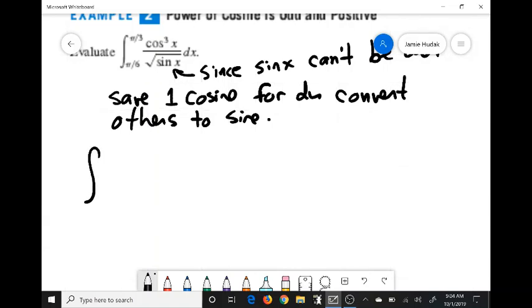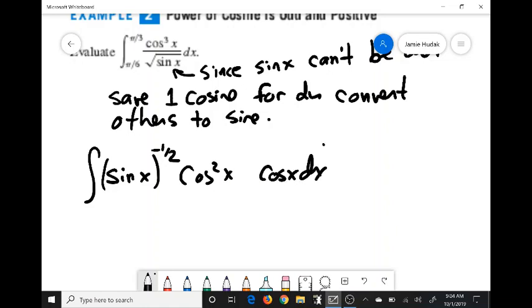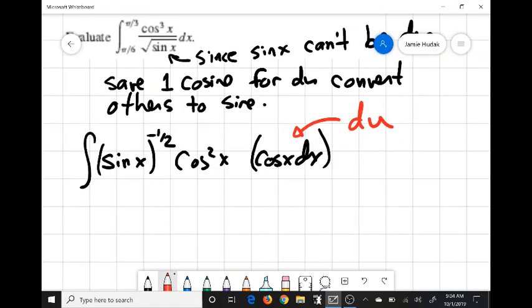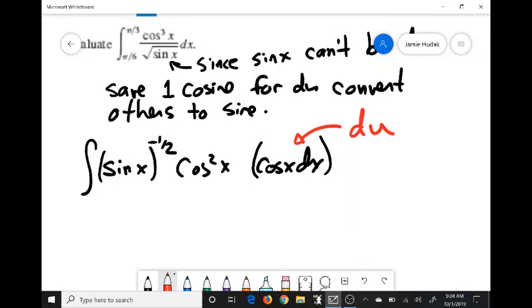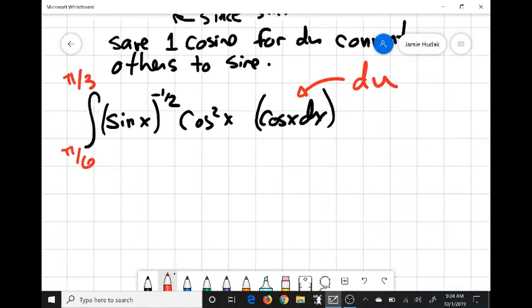So I'm going to pull the sine out of the denominator as sine x to the negative half power times cosine squared x times cosine x dx. We're saving this for our du. Since it's a definite integral, we're going to solve it. We're not going to use the plus C in our integration.